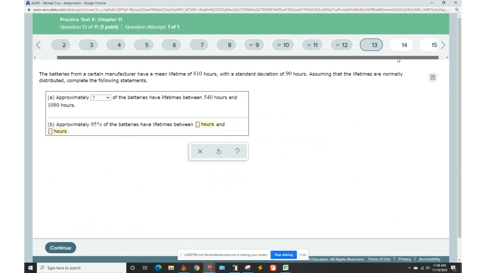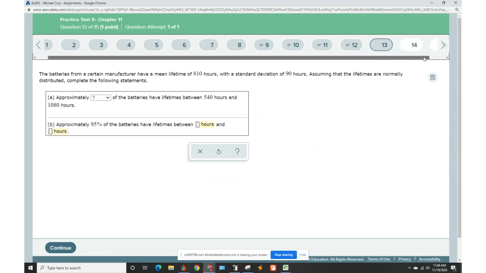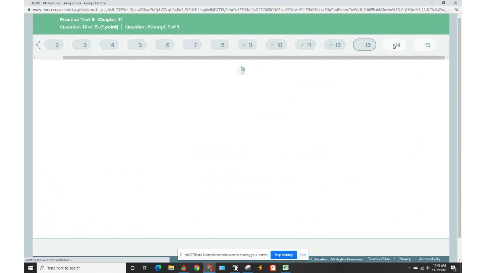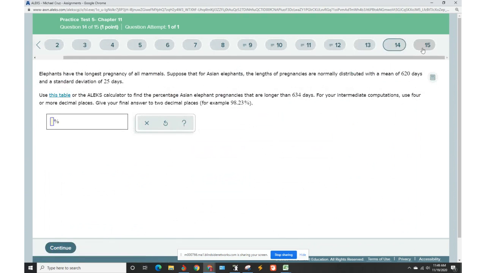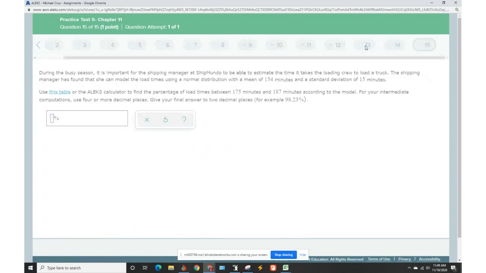All right. So yeah, this is the one I was saying. It's the same thing as that one where they had the visual. And then we got another one that uses a table. We got to calculate the z-values. And there's two of those. Okay. All right.